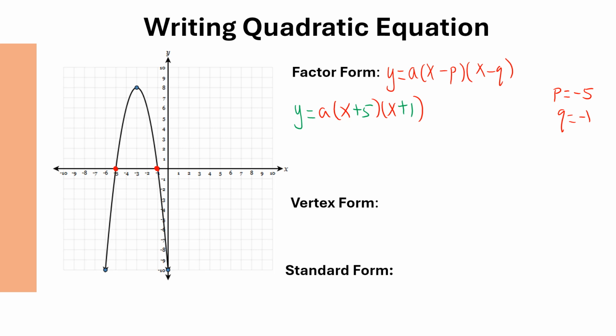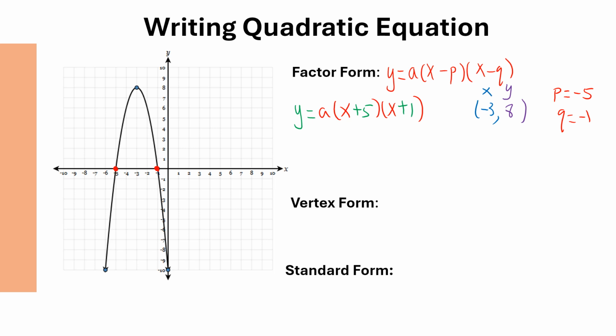The next thing I need to find is the value of a. To find the value of a, I can plug in a point that contains an x and a y. You can either use the vertex point here because that's the maximum of this parabola, or you can use the y-intercept. It doesn't matter. So we are going to use our vertex here where the x value is -3 and the y value is +8. Now we're going to plug into this equation.